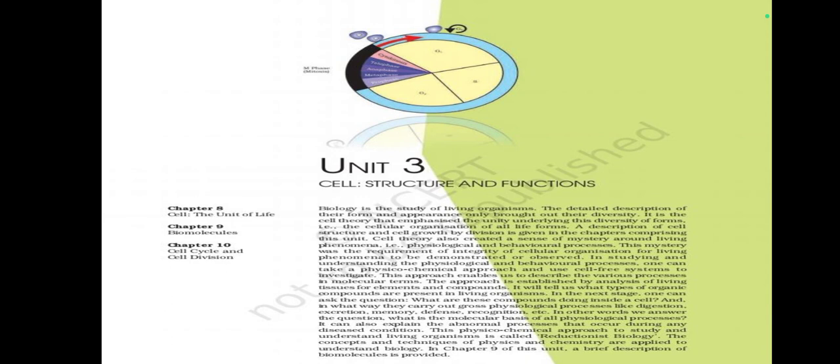Biology is the study of living organisms. The detailed description of their form and appearance only brought out their diversity. It is the cell theory that emphasized the unity underlining this diversity of forms, that is, the cellular organization of all the life forms. A description of cell structure and cell growth by division is given in the chapters comprising this unit.